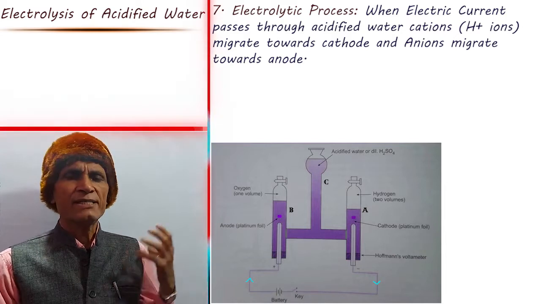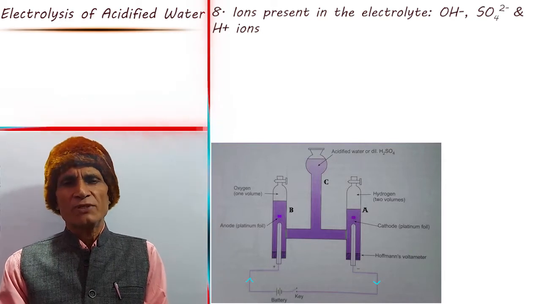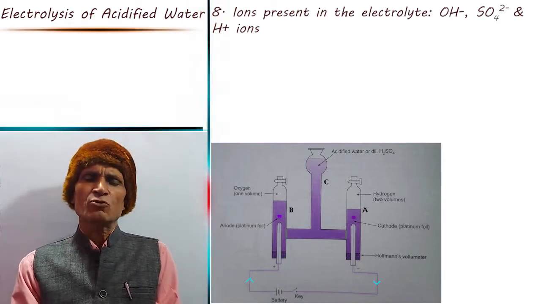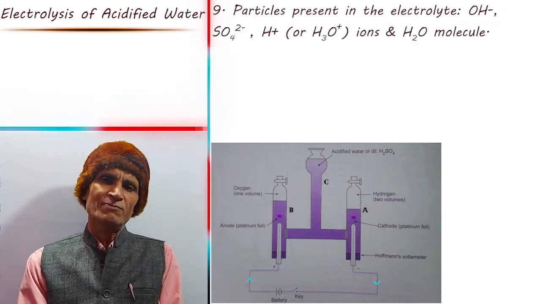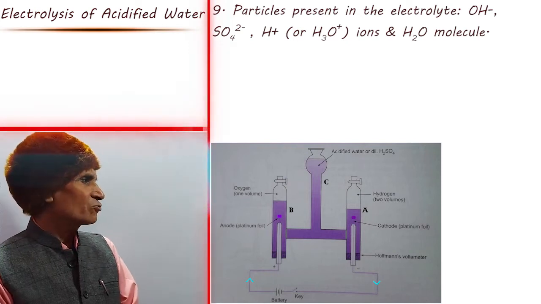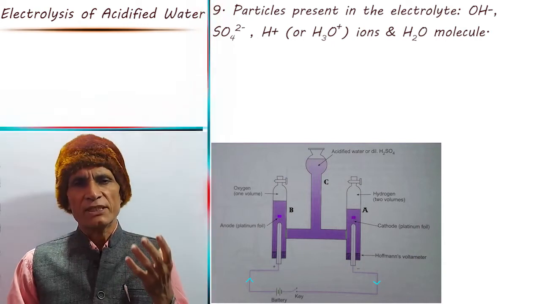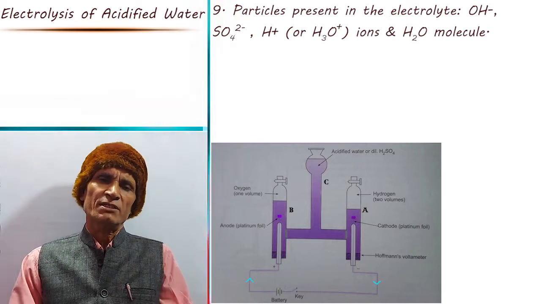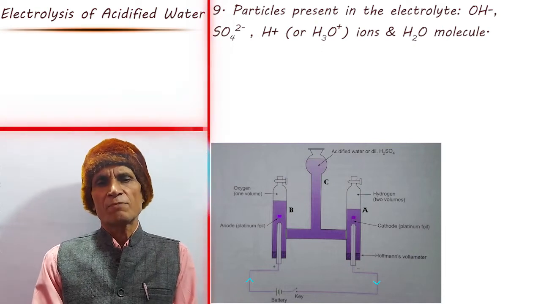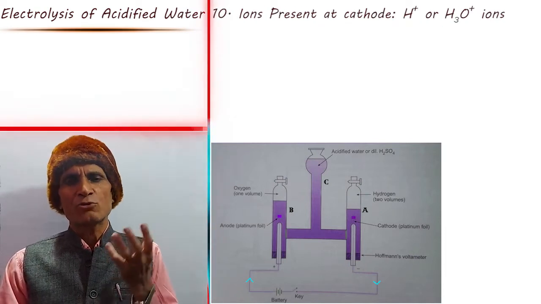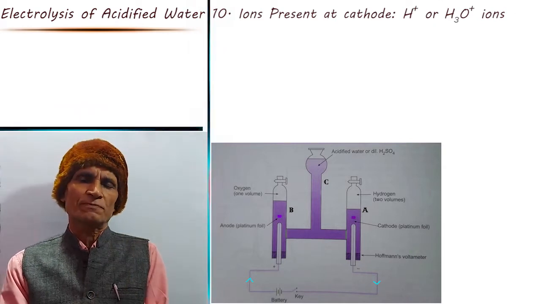Next point, ions present in the electrolyte. In the electrolyte, hydroxide ion, sulfate ion and hydrogen ion or hydronium ions are present. Next point, particles present in the electrolyte, that is acidified water. The particles present in the electrolyte are hydrogen ion or hydronium ion, hydroxide ion, sulfate ion and undissociated water molecules. Next point, ions present at cathode. Only hydrogen ions are present at cathode. Hydrogen ions, that is cations, present at cathode.